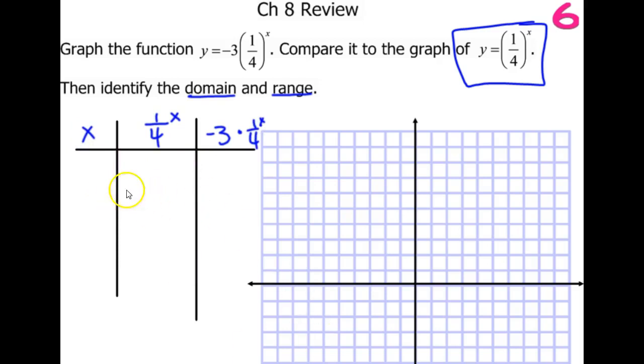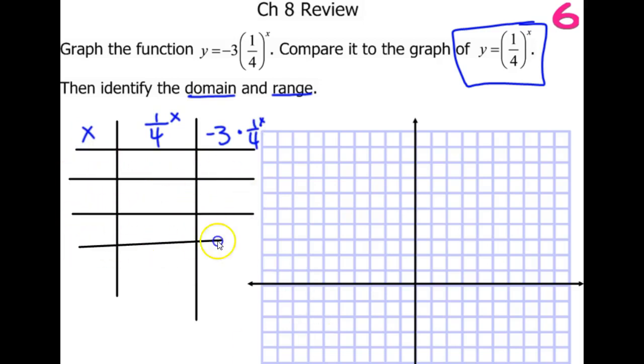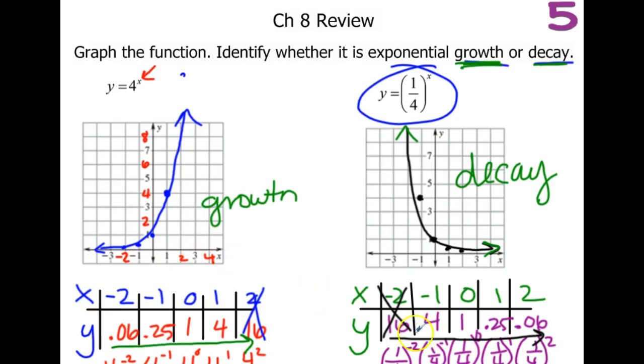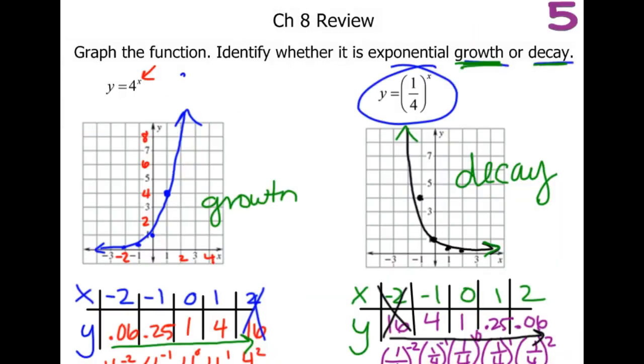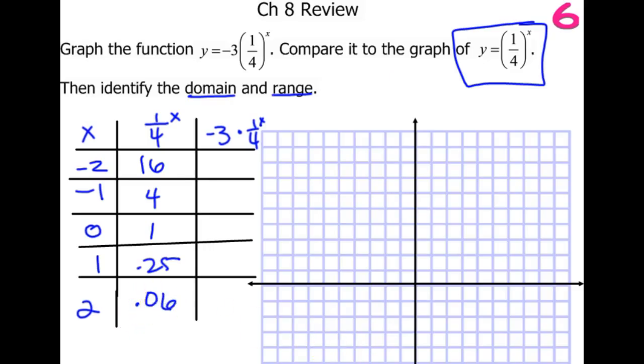And then we're going to plug in the same numbers we've been plugging in: -2, -1, 0, 1, and 2. So like I said, back here we had 16, 4, 1, 0.25, and 0.06, I think. Yep, 0.06. So now I need to do the same thing. I already have this graph right here, so I just need to multiply all these numbers by -3.